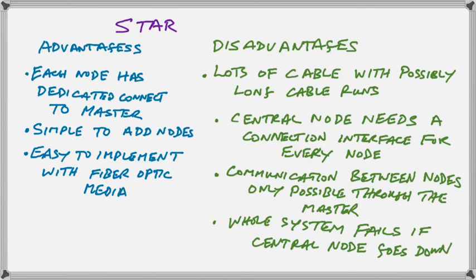Some of the cables could possibly have to run long distances, and there's definitely a lot more cable in that arrangement than in many of the other systems. So you're going to use lots of cable. The central node will have a connection interface for every single node, which will mean that the central node will be fairly complicated. The communication between the nodes would all have to go through the master, so the master would control all communications within the system, and this is its biggest weakness. The whole system will fail if that central node goes down.